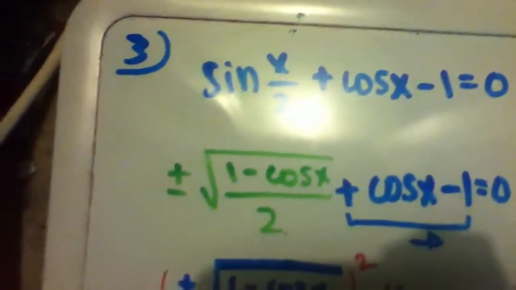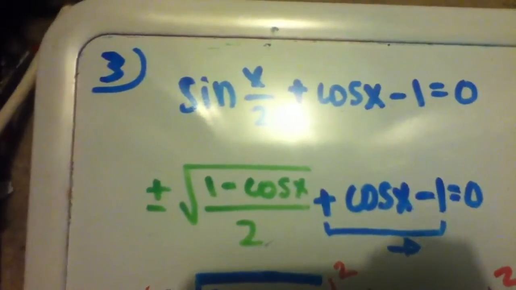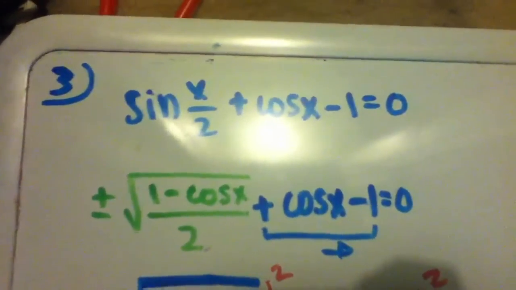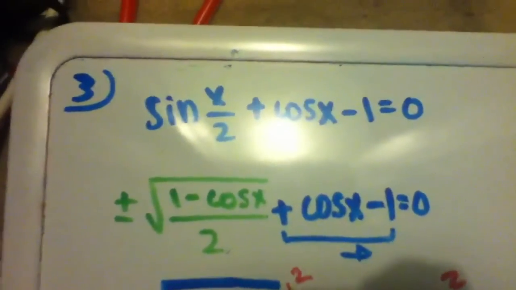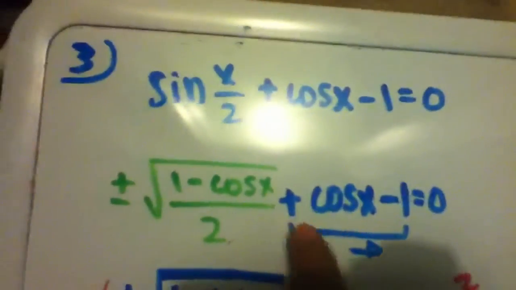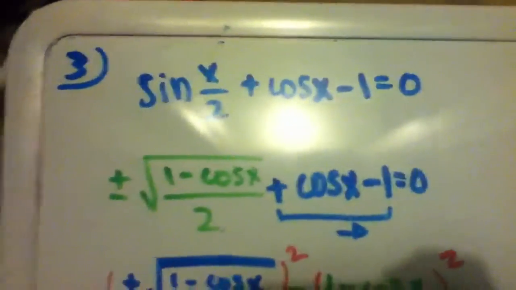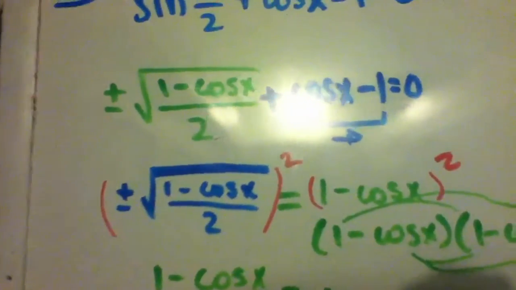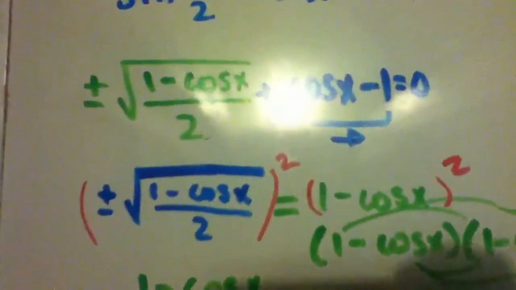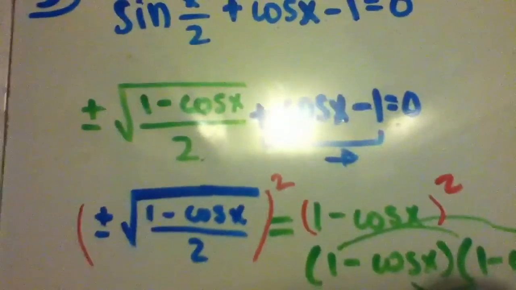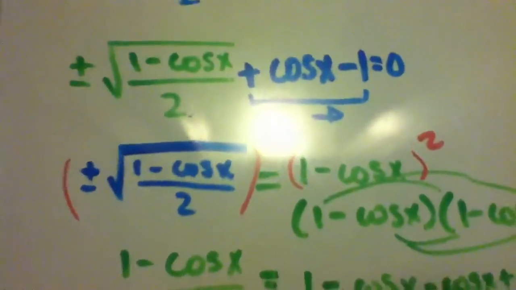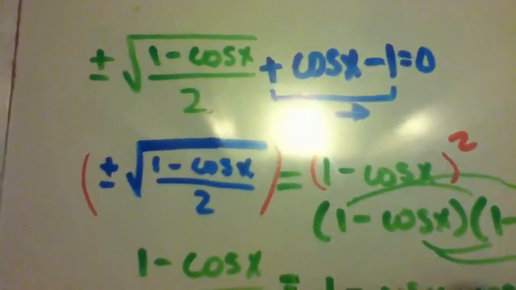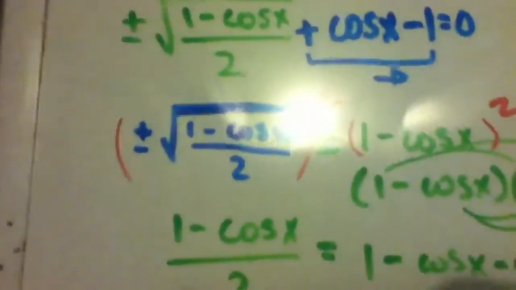So we have plus or minus the square root of (1 minus cosine x)/2, plus cosine of x minus 1 equals 0. For this part we're going to move this whole section over to the other side, so that we get plus or minus the square root of (1 minus cosine x)/2 equals 1 minus cosine x. And for this part we are going to square both sides so that we may get rid of this square root.